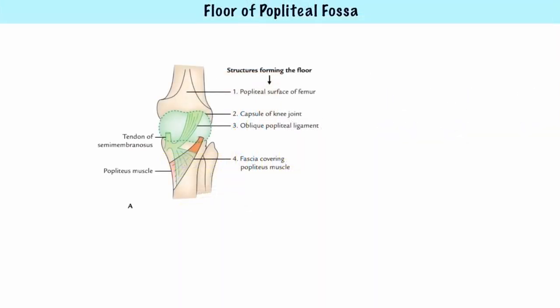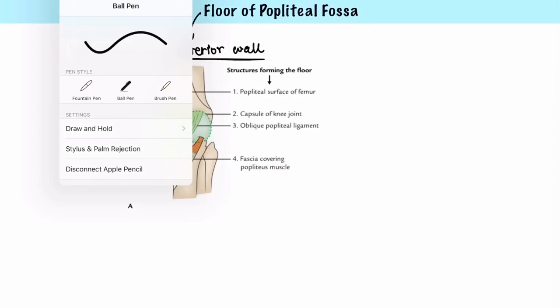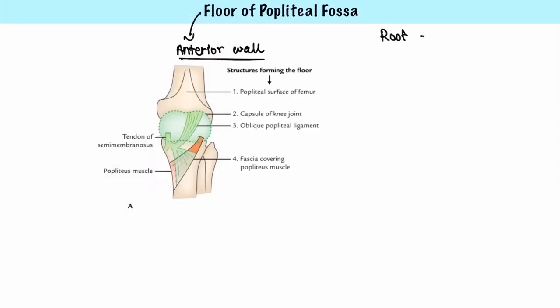Now we are going to talk about floor of popliteal fossa. Floor of popliteal fossa is also known as anterior wall. So floor will form anterior wall of popliteal fossa and roof will form posterior wall. Floor of popliteal fossa is made up of three things. So which are these three things? First, there is popliteal surface of femur.